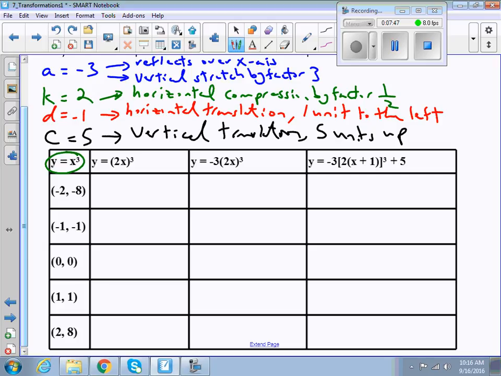So the points on the original graph are -2 and -8, because -2 cubed is -8, -1 and -1, 0 and 0, 1 and 1, and 2 and 8. So we're gonna apply this transformation. Now, if you want, you can apply all of these in the one step, okay? Or here, I'm just going to show you in different orders of things.